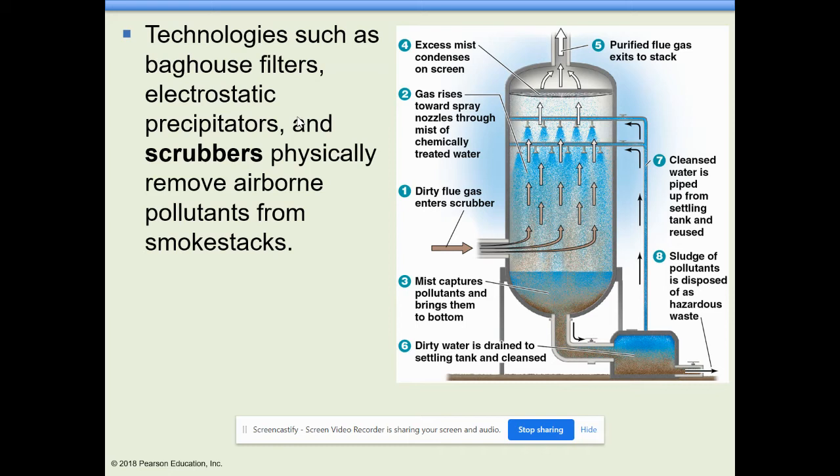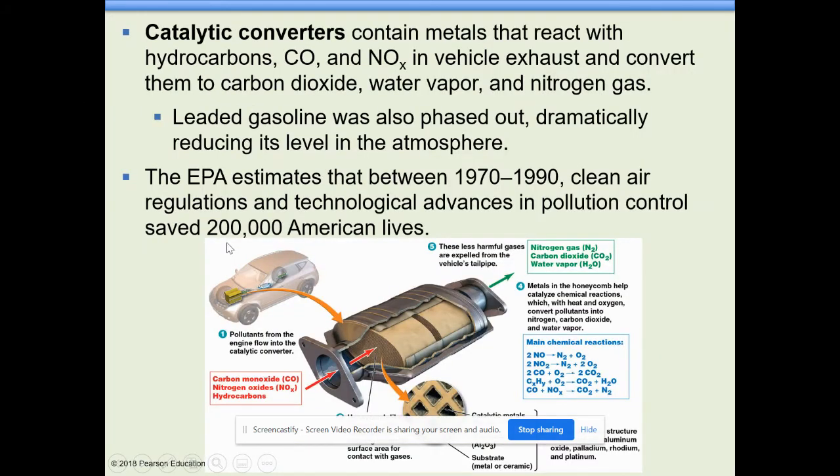Well, one way is to use something called scrubbers. This is an example of a scrubber where we have mist that is capturing pollutants in this dirty air. And as a result of the mist collecting with the air pollutants in the air, it sinks them down into a smaller settling tank that is then removed and sent to a hazardous waste landfill. Another is catalytic converters.